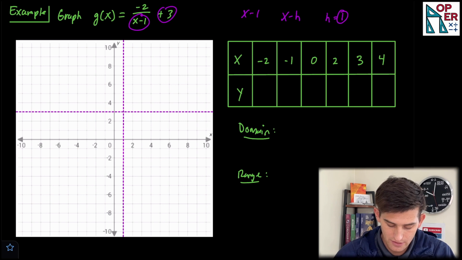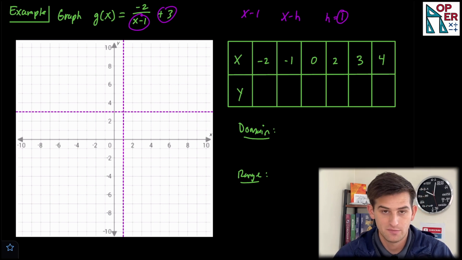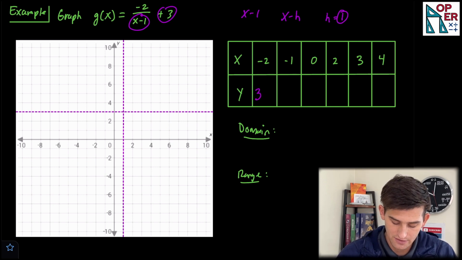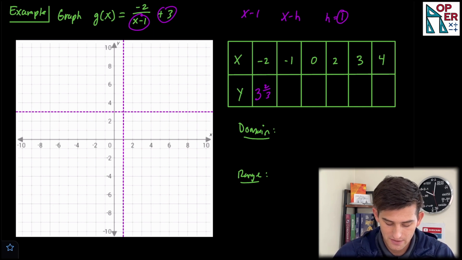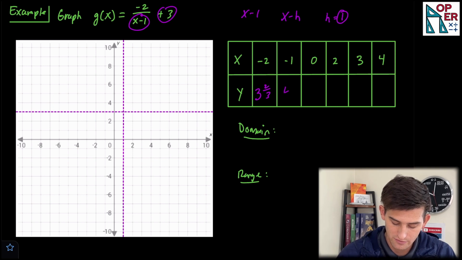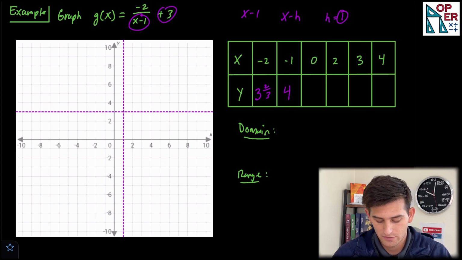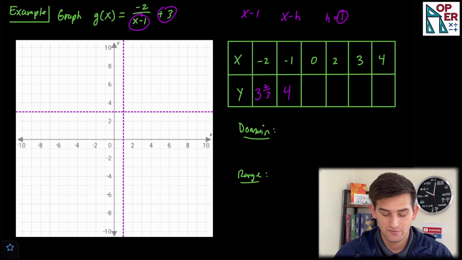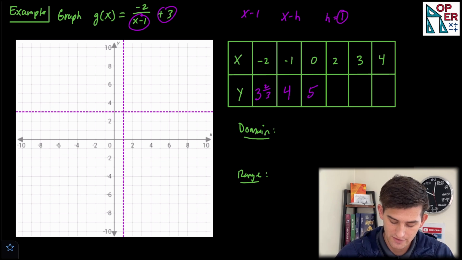So we're going to do negative 2 minus 1. This will be in my denominator, so that's a negative 3. Negative 2 over negative 3 would be 2/3, and then plus 3, and we get 3 and 2/3. Negative 1 minus 1 would be negative 2. Negative 2 over negative 2 would be 1, and 1 plus 3 would be 4. 0 minus 1 would be negative 1. Negative 2 over negative 1 would be 2, and 2 plus 3 would be 5.